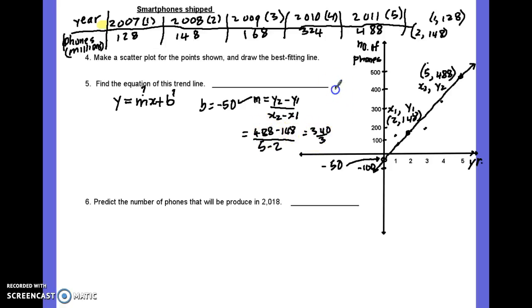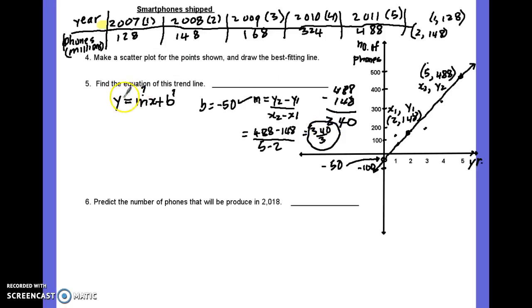Here it is. 488 minus 148. 8 take away 8 is 0. 8 take away 4 is 4. And 4 take away 1 is 3. So I got the 340 upstairs in the numerator, and downstairs is easy. 5 take away 2 is 3. So this is the slope, 340 over 3.